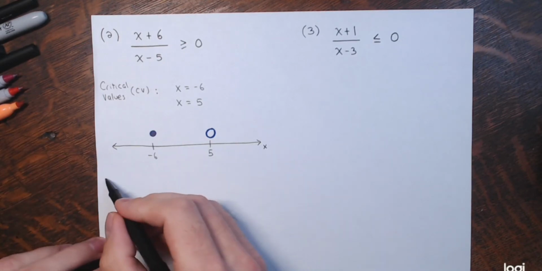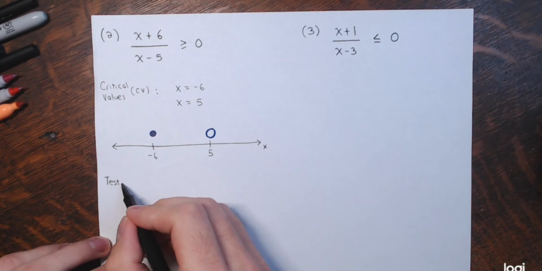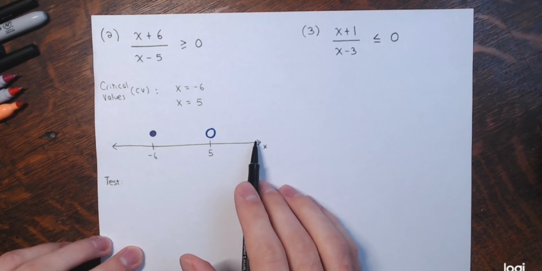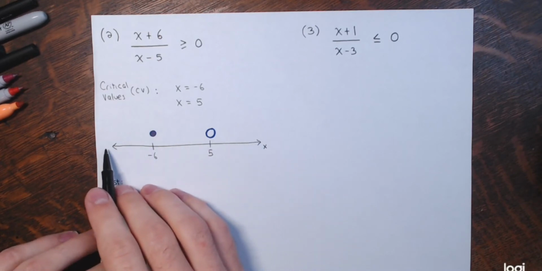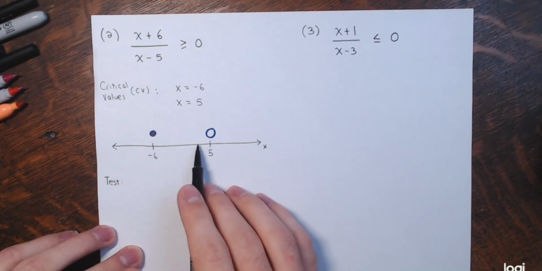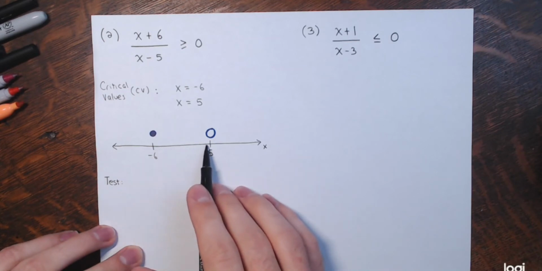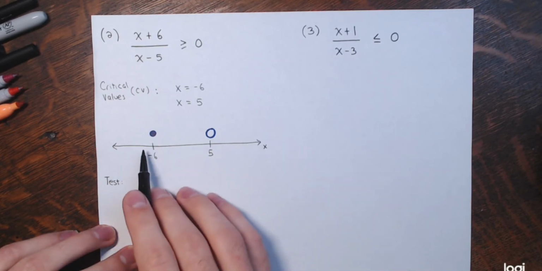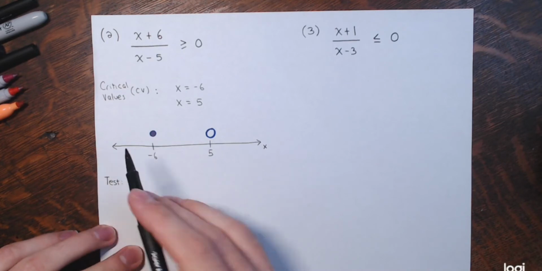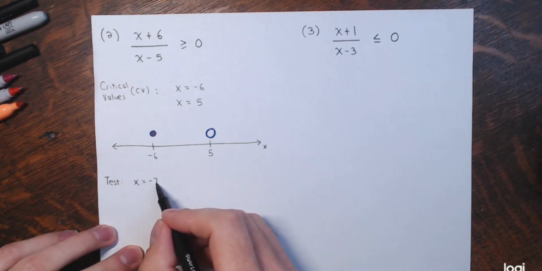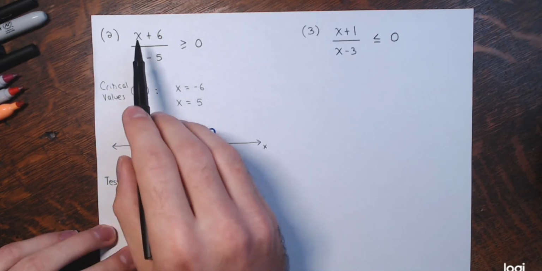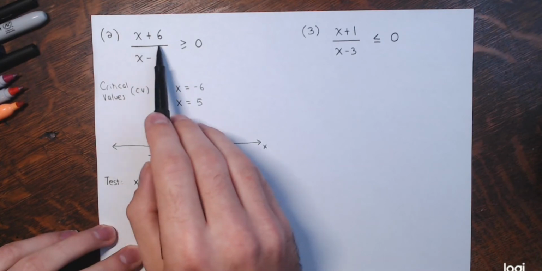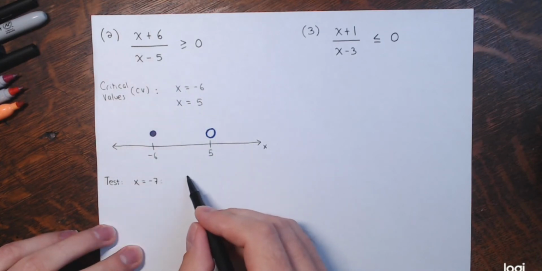Then I test some values in each of these intervals. You see these two numbers break up the number line into 3 parts: the interval to the left of -6, the interval between -6 and positive 5, and the interval to the right of 5. First I'm going to pick a value to the left of -6. How about just -7? If x were -7, you'd have -1 divided by -12. You'd have a positive number, positive 1/12.